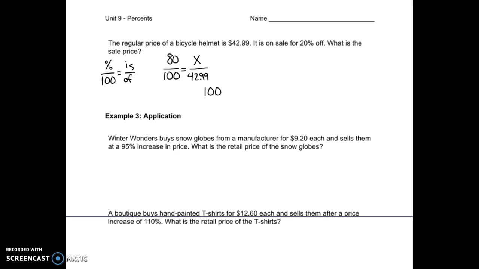So we're going to cross multiply and divide. So this is 100x on this side. 80 times 42.99 is 3,439.2. Divide both sides by 100. Means we're moving our decimal 2 places. So x is equal to 34.39. So $34.39.